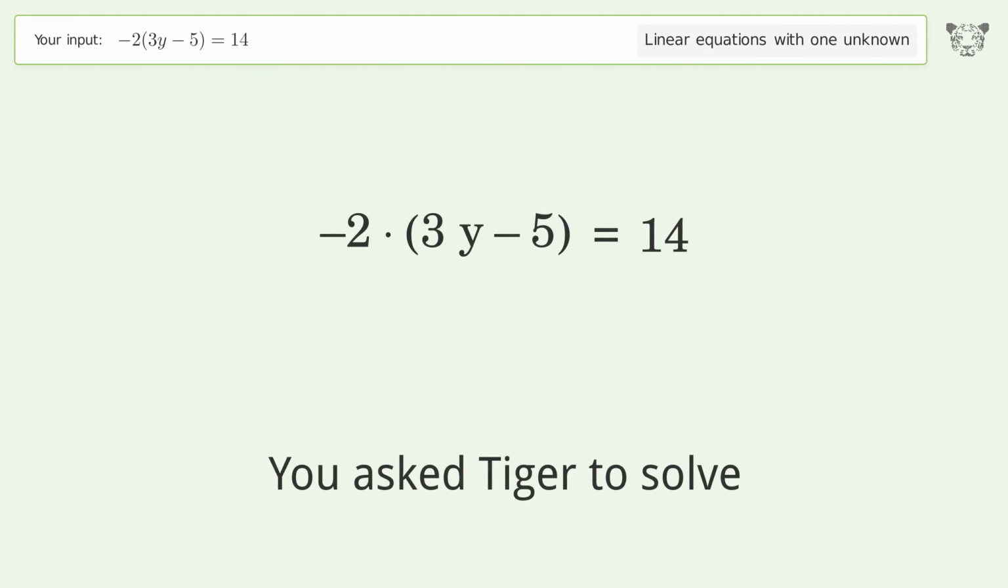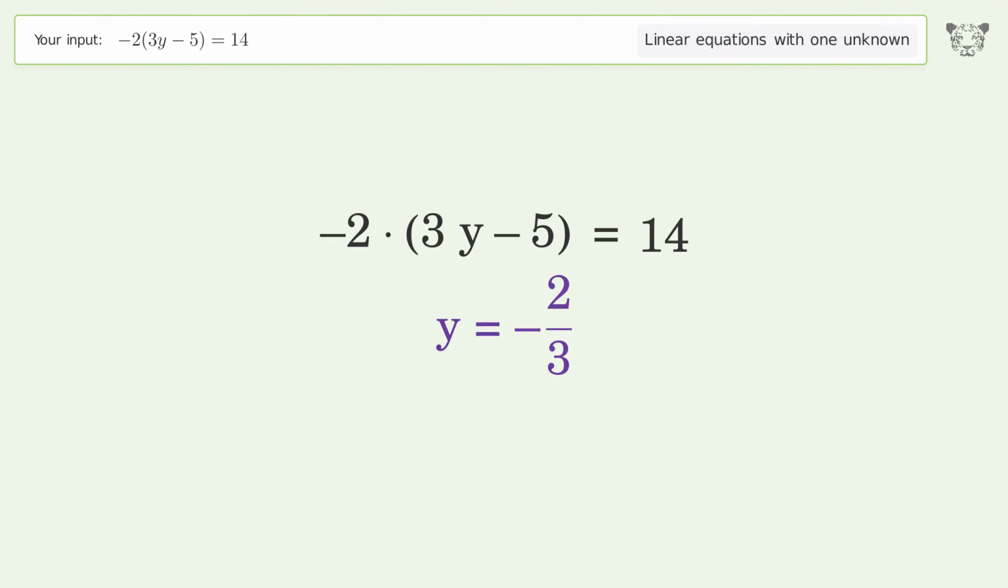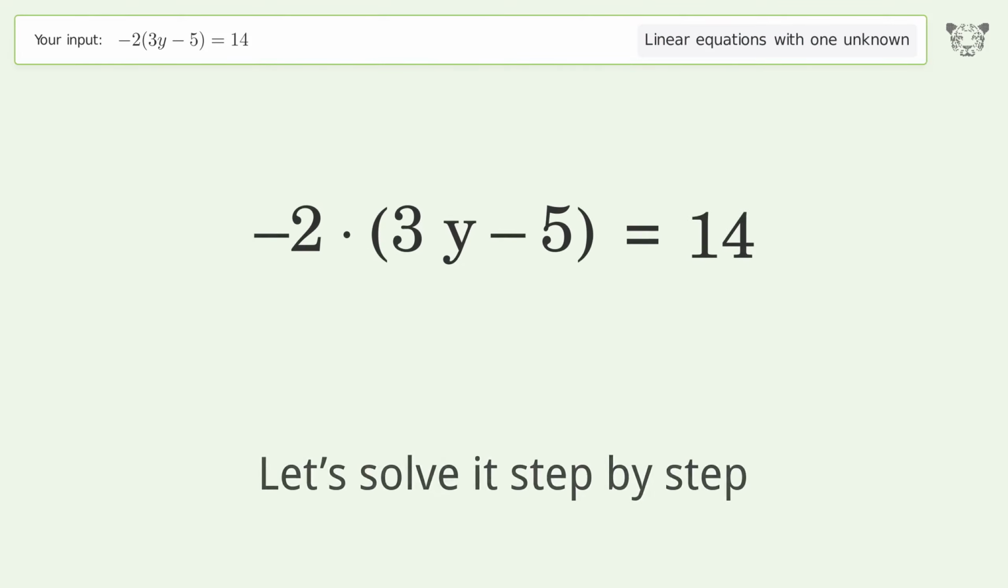You ask Tiger to solve. This deals with linear equations with one unknown. The final result is y equals -2/3. Let's solve it step by step.